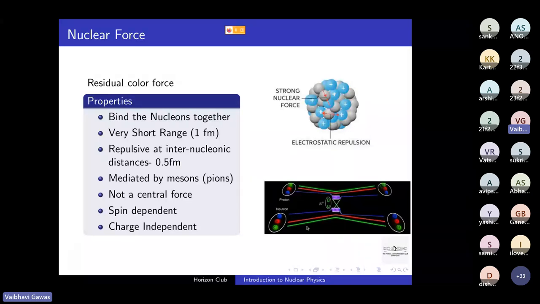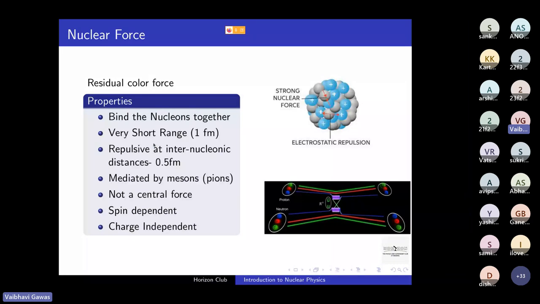So this pi meson will consist of two different quarks, which is up and anti-up. And the exchange of this meson between a proton and a neutron is the interaction that makes up the nucleus. So regarding its properties, this force just binds all the nucleons together. It's very short range, that is 1 femtometer.